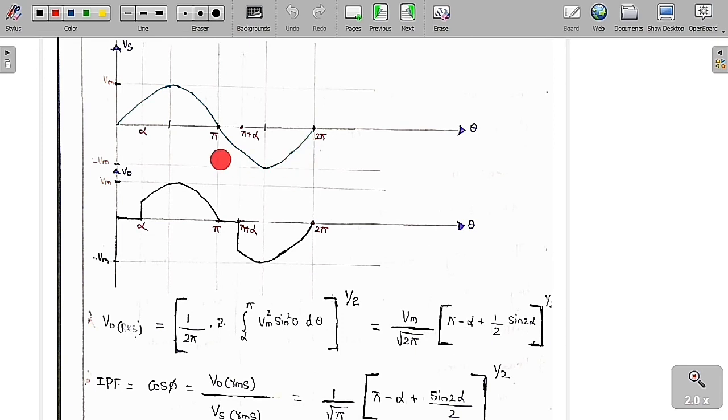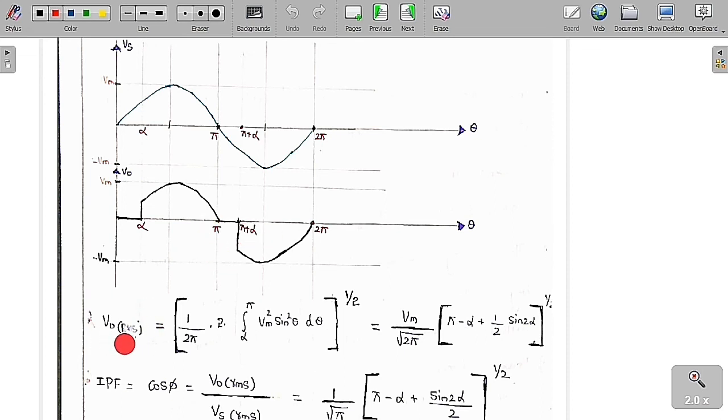A triac has two thyristors in opposite directions. Here T1 is triggered at alpha and T2 is triggered at pi plus alpha. Whenever T1 is triggered, V0 is equal to Vs. Whenever we trigger T2, again V0 is equal to Vs. In these regions, both thyristors are off, so it is an open circuit. Therefore the output voltage is equal to 0 in this manner.